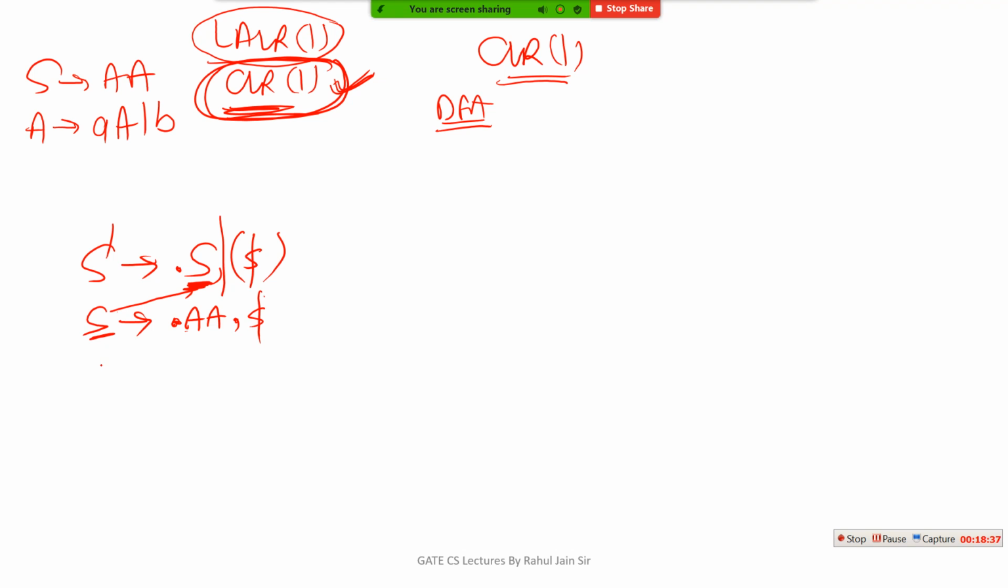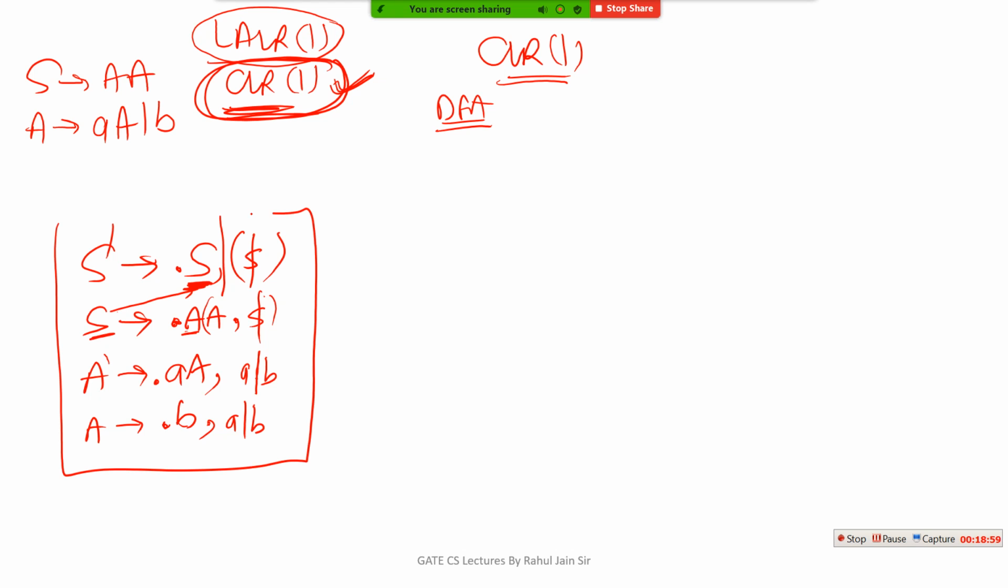And next is dot A, so A derives dot aA and A derives dot b. And what is the lookahead of A? Whatever is the first of the remaining one, followed by dollar. So the first of A is nothing but a and b. So a and b are the lookaheads of that, right? It is my I0 state.